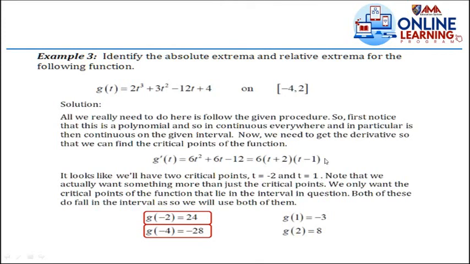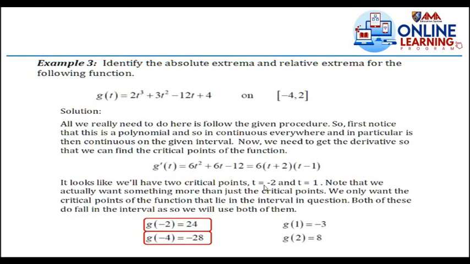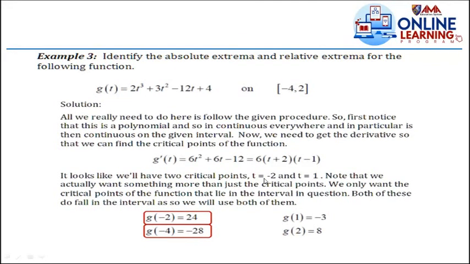T plus 2 is equal to 0. So our t is equal to -2. 6 is equal to 0. So we have 0. So this is now our critical points. Okay? Which is -2 and +1.